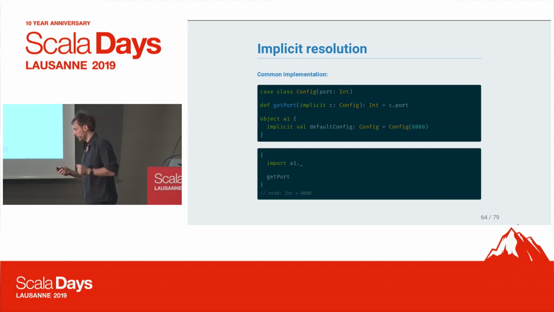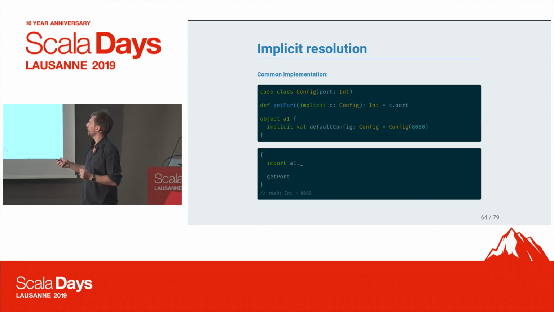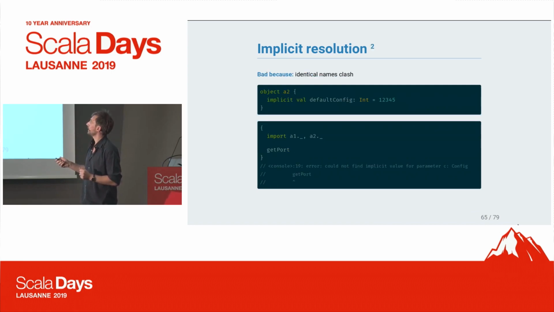It's quite a convenient mechanism, but in Scala it suffers from a pretty big problem, which has to do with implicit shadowing. So here in another object, I define a new implicit value of a completely different type. Default config here is of type config. Default config here is of type int. So the only thing they have in common is their name. And that should not have any impact, the name of a term, when you resolve types. But it does. When you import both A1 and A2, you get the dreaded could not find implicit value for parameter blah, blah, blah. And this is very confusing, because this is not what you'd expect.